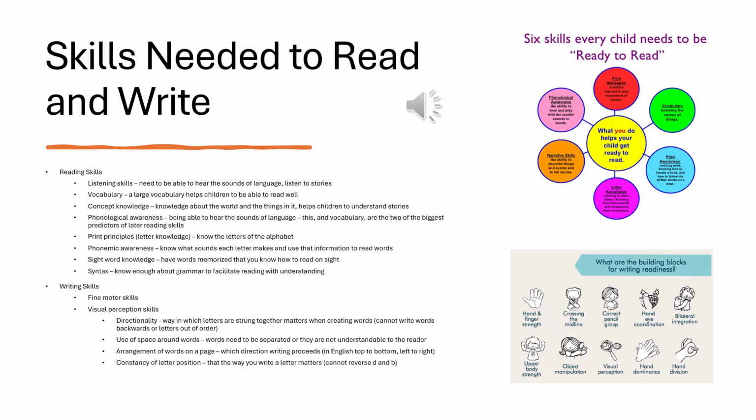Now, in terms of writing, one of the skills that children need to have is fine motor skills, and that is reflected on the graph to the right, the one with the little pictures. Children need to have hand and finger strength. They need to be able to have hand-eye coordination, to be able to grip things in a particular way. That helps them in being able to write more effectively.